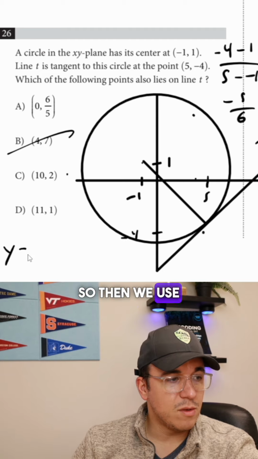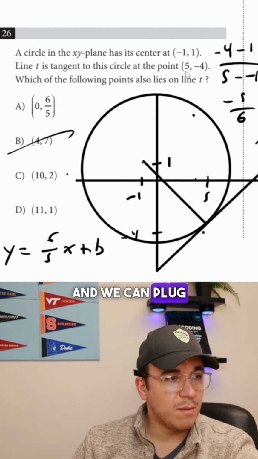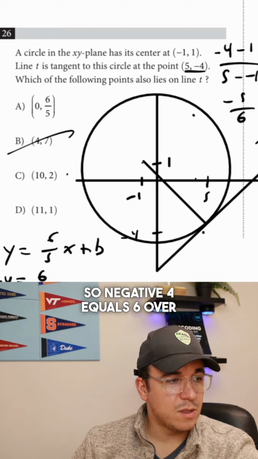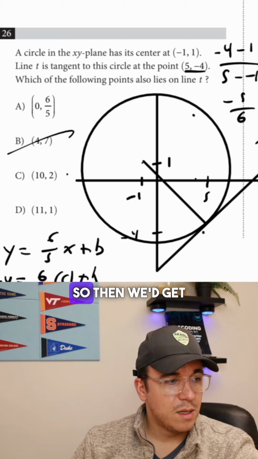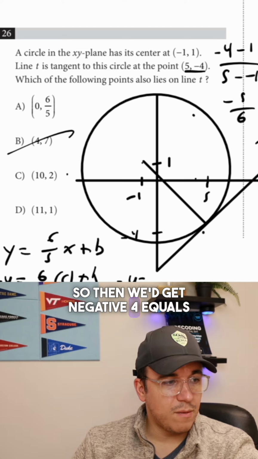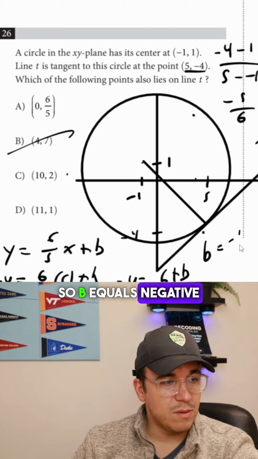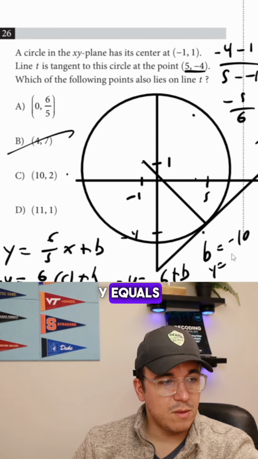So then we use y equals 6/5 x plus b. And then we can plug in this tangent point. So -4 equals 6/5 times 5 plus b. So then we'd get -4 equals 6 plus b. So subtract 6, b equals -10. So then the equation ends up being y equals 6/5 x minus 10.